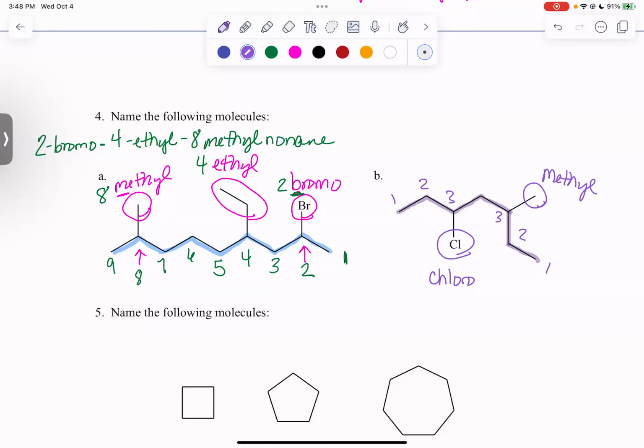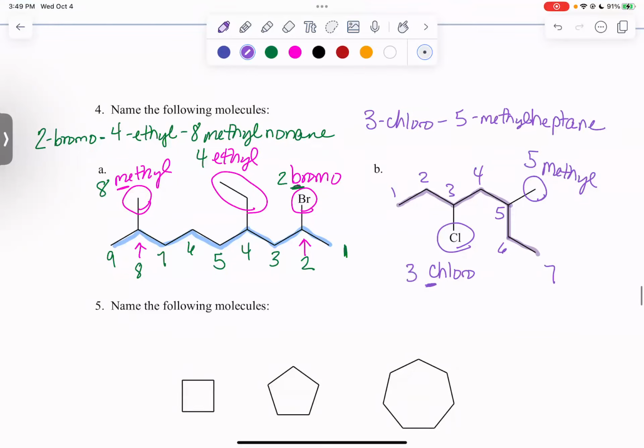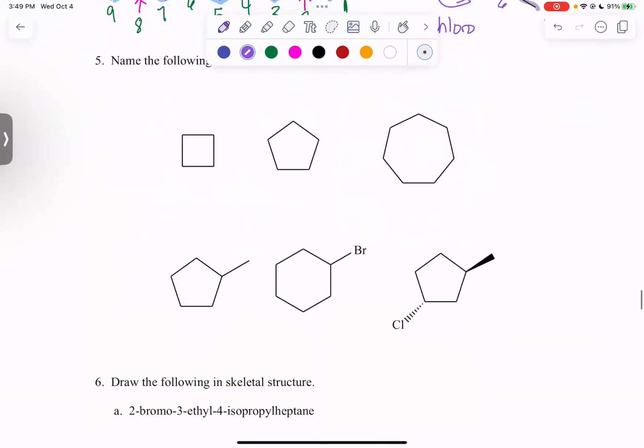So now I got to think about what direction do I want to go? Well, C comes before M. So I'm going to start from the chloro end. So I go 1, 2, 3, 4, 5, 6, 7. So I have 3 chloro and 5 methyl. So I got 3-chloro, 5-methyl, and then 7 long is heptane.